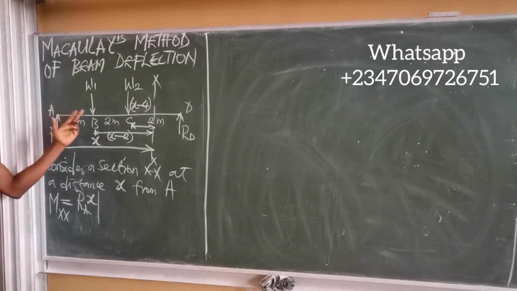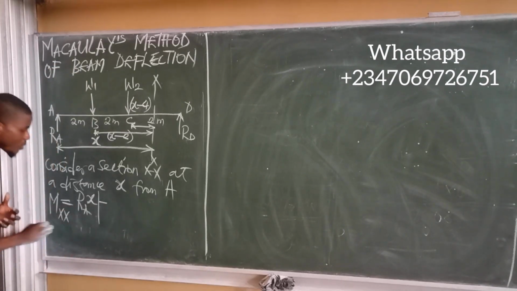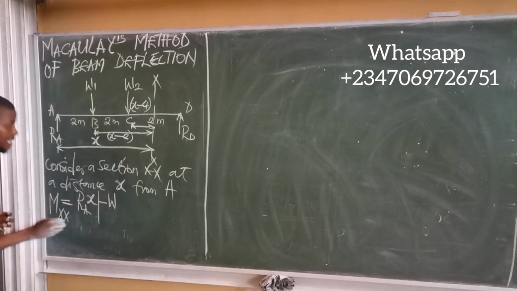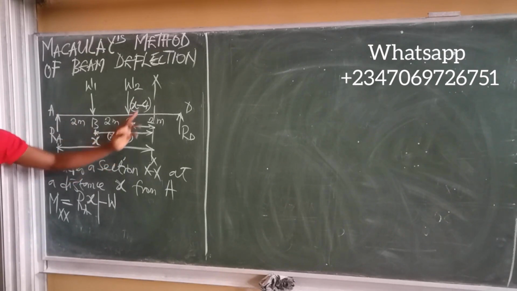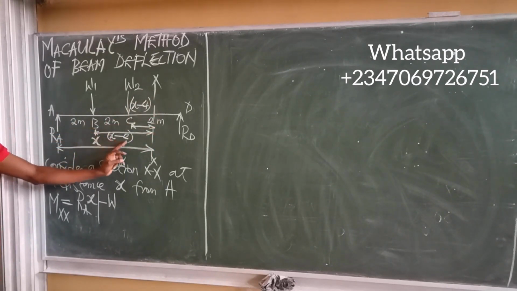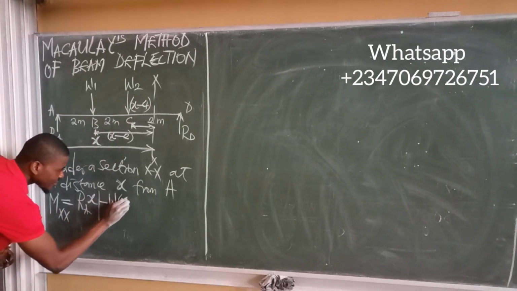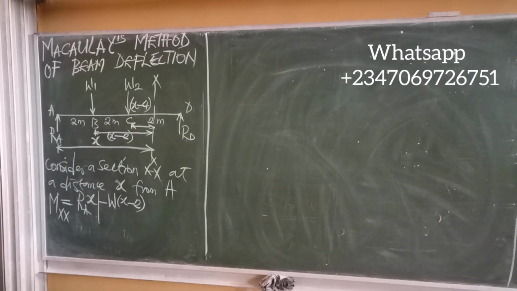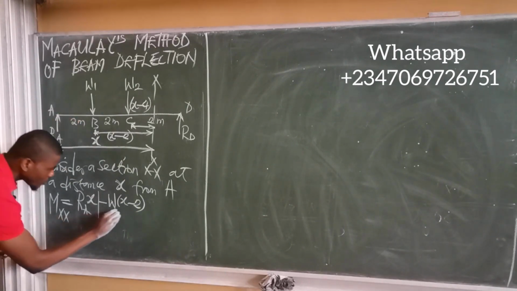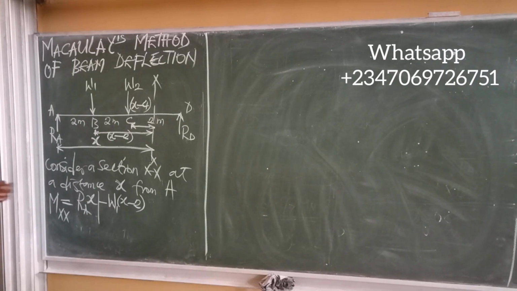Now I want to take the next moment about the point of section, and the next moment is the moment of this force W1 pointing downwards. Since this force is pointing downwards, it will have a negative moment, so minus W1, and this is a force. Moment is force times distance. The distance it takes this force to get to the point of section is simply what? X minus 2, not forgetting that. So that means I have W1 times x minus 2. This gives me the moment of this force W1 about the point of section.